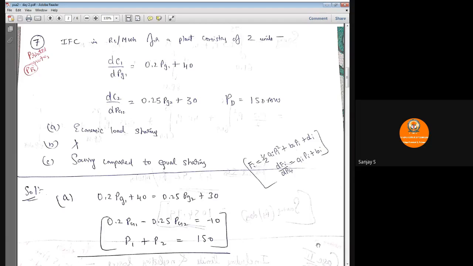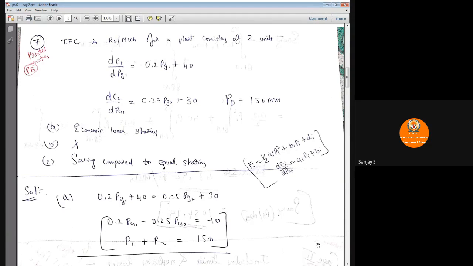Always remember optimal schedule, economic load sharing, all these terms mean one and the same. Second part is to find lambda, which is incremental fuel cost. Third part is saving compared to equal sharing. What is equal sharing? What is savings? We'll see that later. So far, by the experience with the first problem, we know how to find P1, P2, and lambda. Let us just do that here. So what is supposed to be done now? Mathematically, what is supposed to be done?